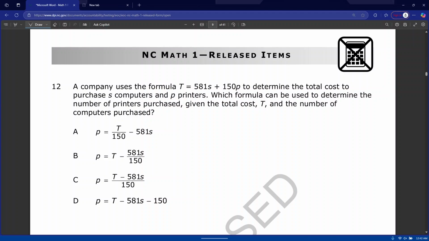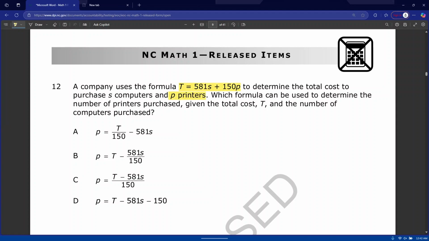12. A company uses the formula T equals 581S plus 150P to determine the total cost to purchase S computers and P printers. Which formula can be used to determine the number of printers purchased, given the total cost, T, and the number of computers purchased? Okay, we have a lot of information, but only a few is relevant. So we're actually given the formula, which is pretty helpful.